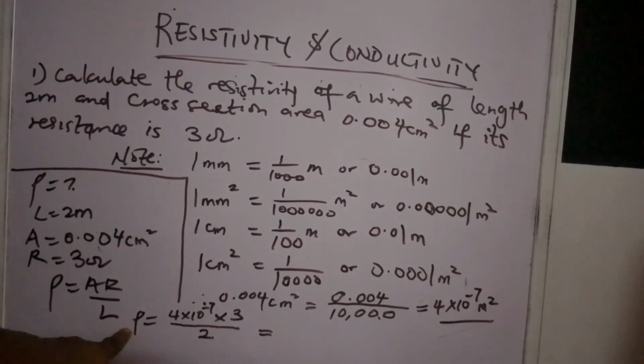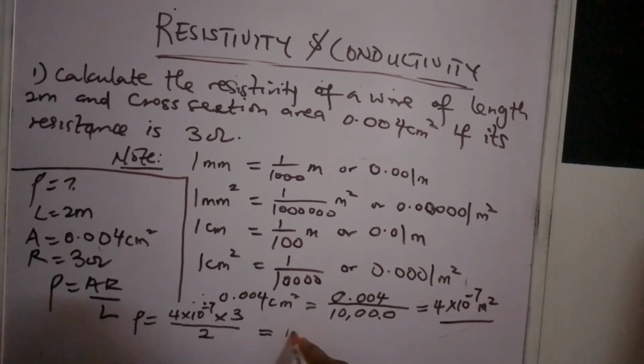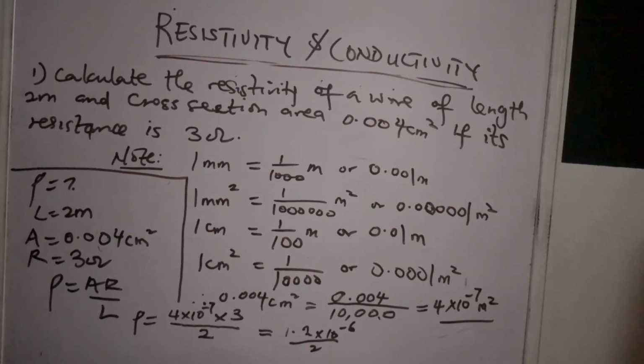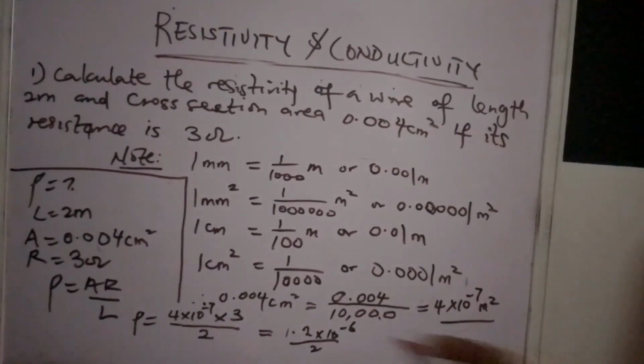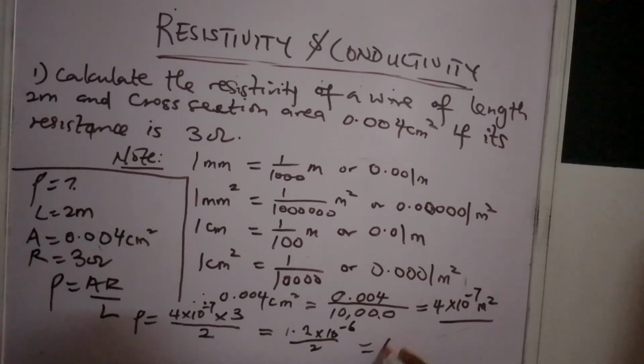So resistivity rho now equals area. Our area is 4 times 10 raised to minus 7. Then multiply by our resistance. Resistance is 3. Then divide by 2. If I multiply this one by 3, it's going to give me 1.2 times 10 raised to power minus 6, and divided by 2. So if I divide my result by 2, let's look at the result. Our answer is 6 times 10 raised to power minus 7. And what's our unit? Our unit is ohm meter.